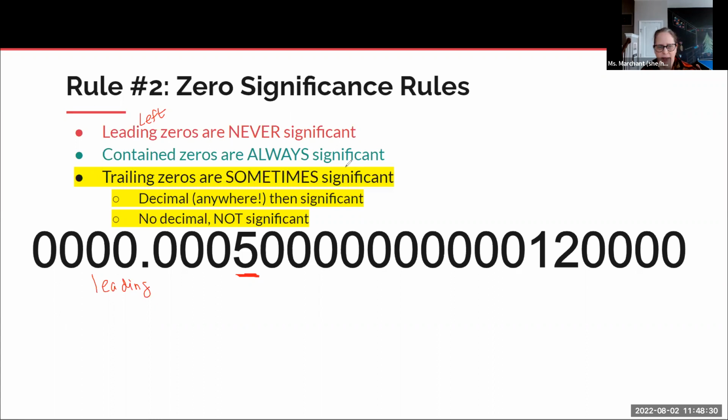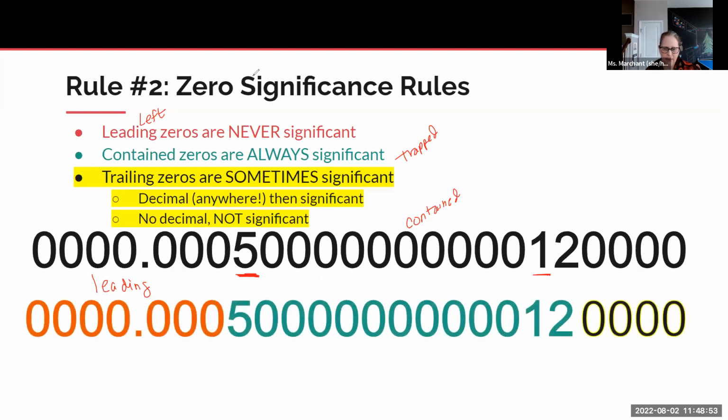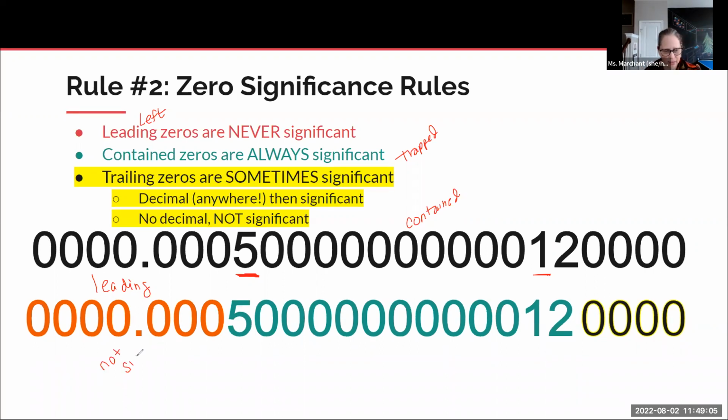Contained zeros are always significant. Contained means they're trapped between two non-zeros. So we have a 5 and then we have a bunch of zeros and then we have a 1. So all those zeros between the 5 and the 1 are contained. And they are all important. So those guys are going to get underlined. Okay, and I just have them showing green right here, and red for not significant. Leading are not ever significant. Contained are always significant. And then we get to our trailing.